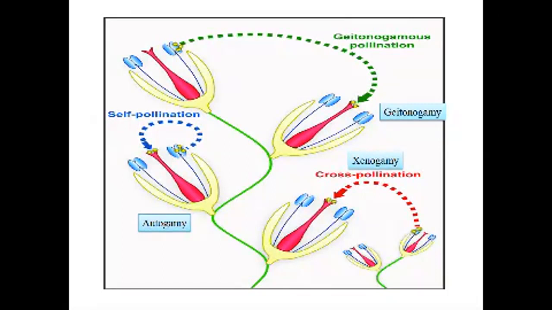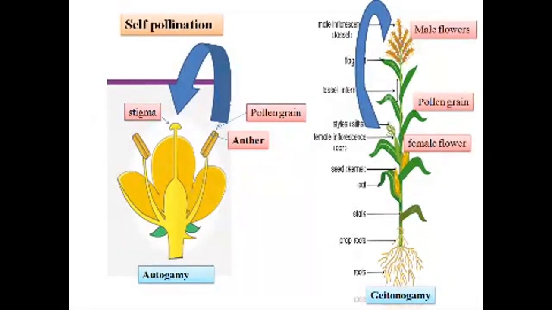Then in cross-pollination, or in xenogamy, pollen grains are transferred from one flower to another flower of another plant. Okay, see in this diagram, autogamy, geitonogamy, and xenogamy.